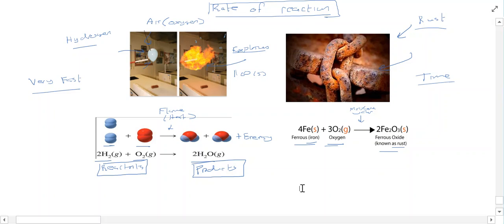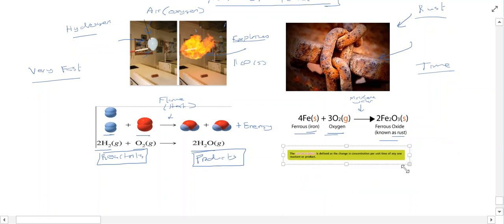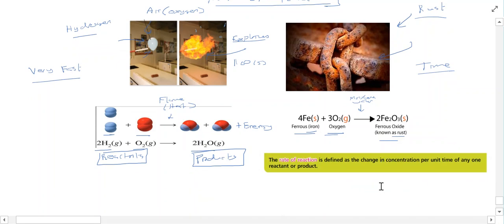Now we have a very specific definition, and I'll show you this in relation to it, and we'll start to look at it in a little bit more detail. So the formal definition, and it's important that you learn these definitions and know what they mean: the rate of a reaction is defined as the change in concentration per unit of time of any one reactant or product.